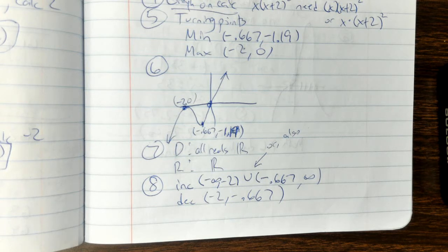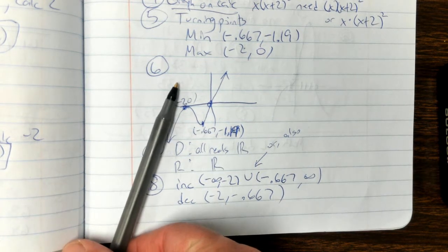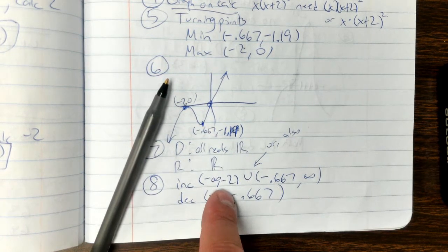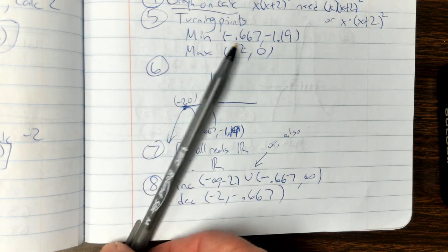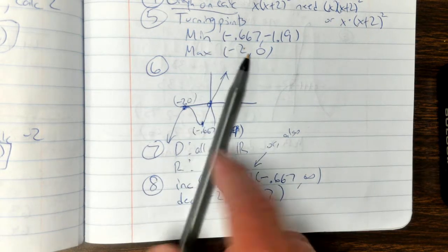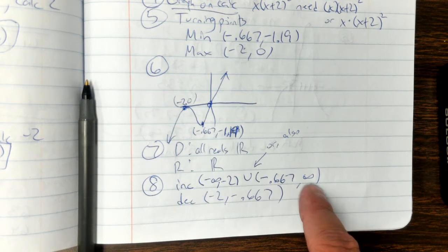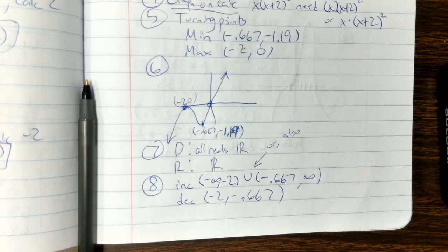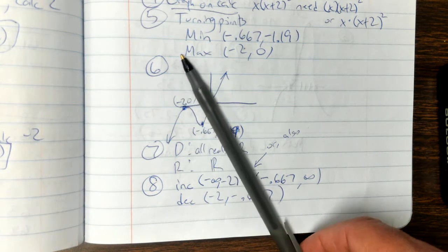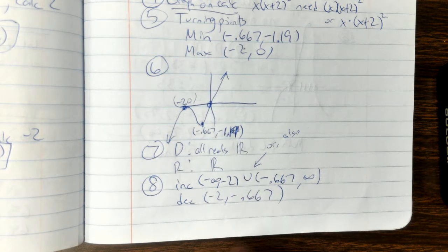And now, as far as the increasing and decreasing, remember these always relate to x. And increasing is this section, which is from negative infinity to negative 2. It's also this section, which is from negative 0.667 to infinity. So those are the x values. And then for the decreasing, it's just between there, and so it's from negative 2 to negative 0.667.